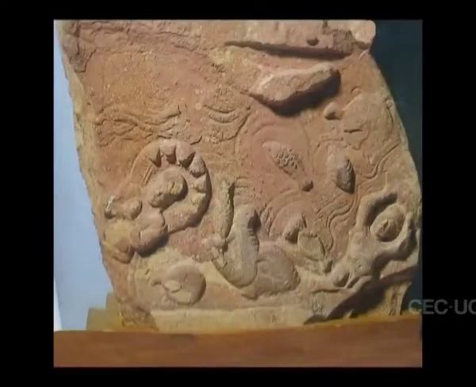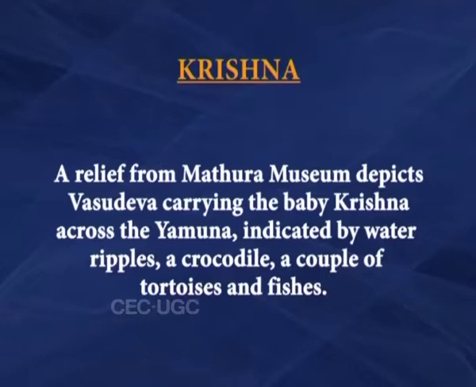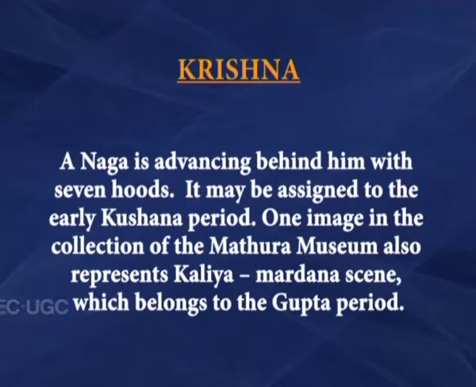Krishna. The earliest illustrations representing the episodes of Krishna's life are found in the Kushan period, round about Mathura. A relief from Mathura Museum depicts Vasudeva carrying the baby Krishna across the Yamuna, indicated by water ripples, a crocodile, a couple of tortoises and fishes. A naga is advancing behind him with 7 hoods. It may be assigned to the early Kushan period.